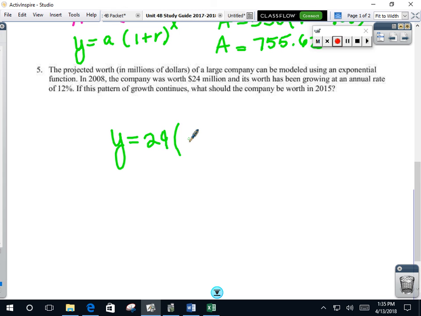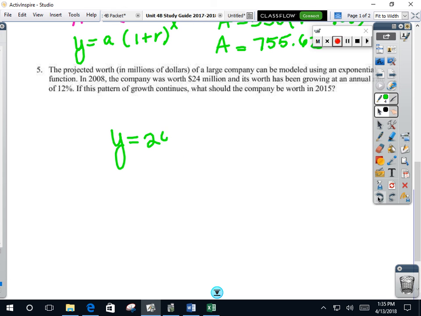Okay, is it 1 plus or 1 minus? Hold on, let me fix the 4. It kind of looks like a 9. Okay, 1 plus because the company is growing. And then what rate? 0.12. And then what do we plug in for x for time period? 7 years. Because they started looking at it in 2008, and so now it's 7 years later.